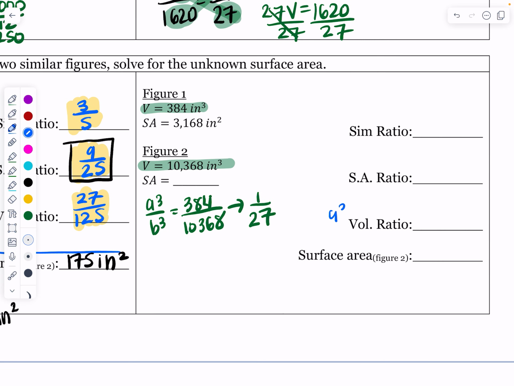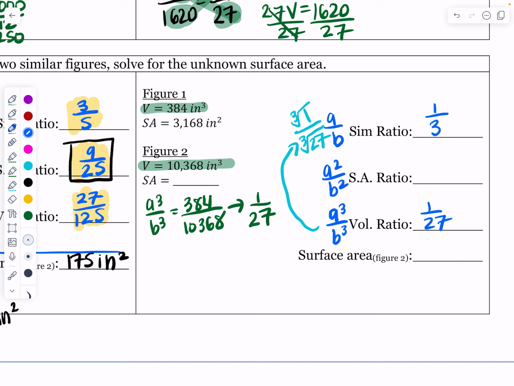So that's going to be A cubed over B cubed, that's 1 over 27. To get back to my A over B, I'm going to take the cube root because I'm going from something that is cubed to something that is not cubed. So I'm going to take the cube root. The cube root of 1 is 1, and then the cube root of 27, again, you type that in on your calculator, is going to be 1 over 3.